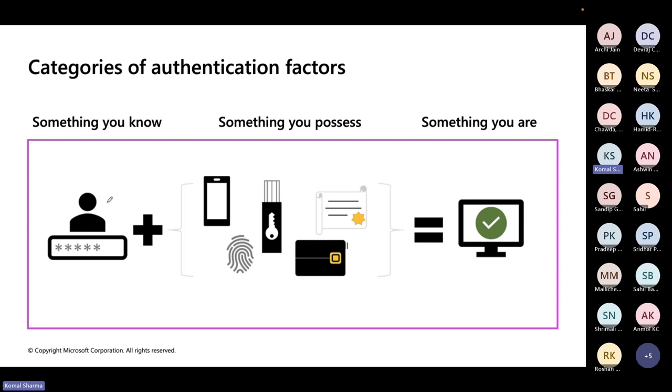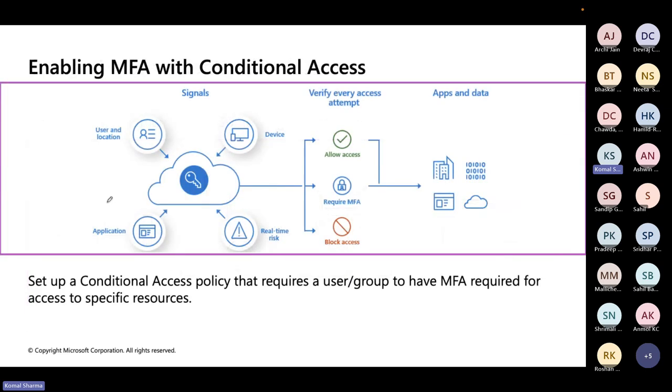The third is something you are. So that is your fingerprint. That may be your face scan. That may be used for your authentication. Like many of you must be using mobile applications where just your face authentication is going to open your mobile device. So there are three categories, three factors of authentication: something that you know, something you possess, and something you are.